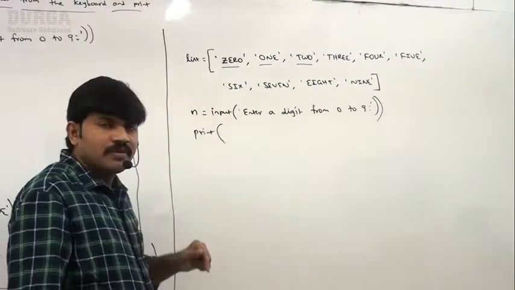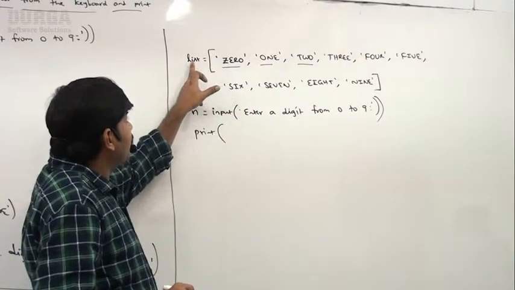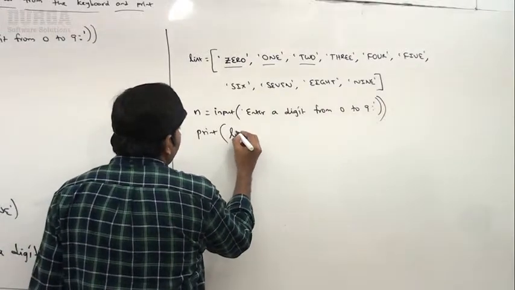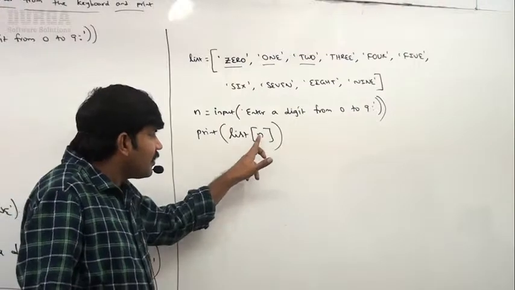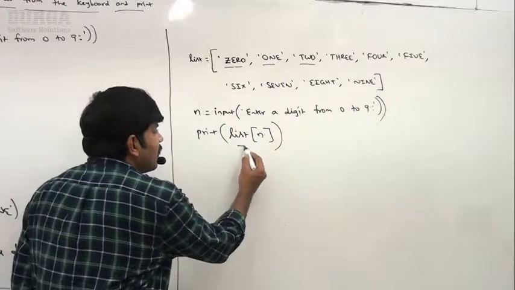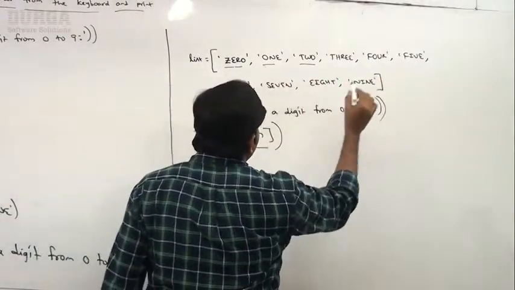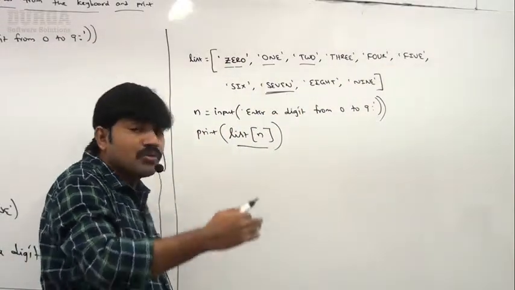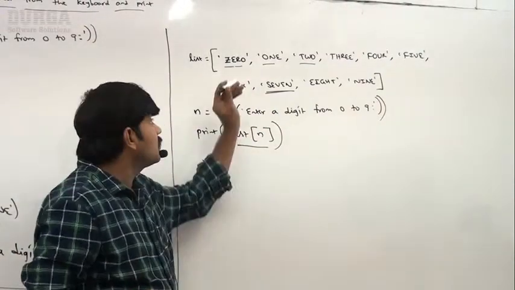Suppose you entered 0. Then what output do I have to get? 0. That 0 is available in this list at the 0th index. So simple: list of n. If you entered 0, then list of 0 means 0 is the output we are going to get. If you entered 7, list of 7, at the 7 index, which one is there? 7 is there. Happily it's going to get. We are not required to write those many if else. This is the simple code if I use the list concept.